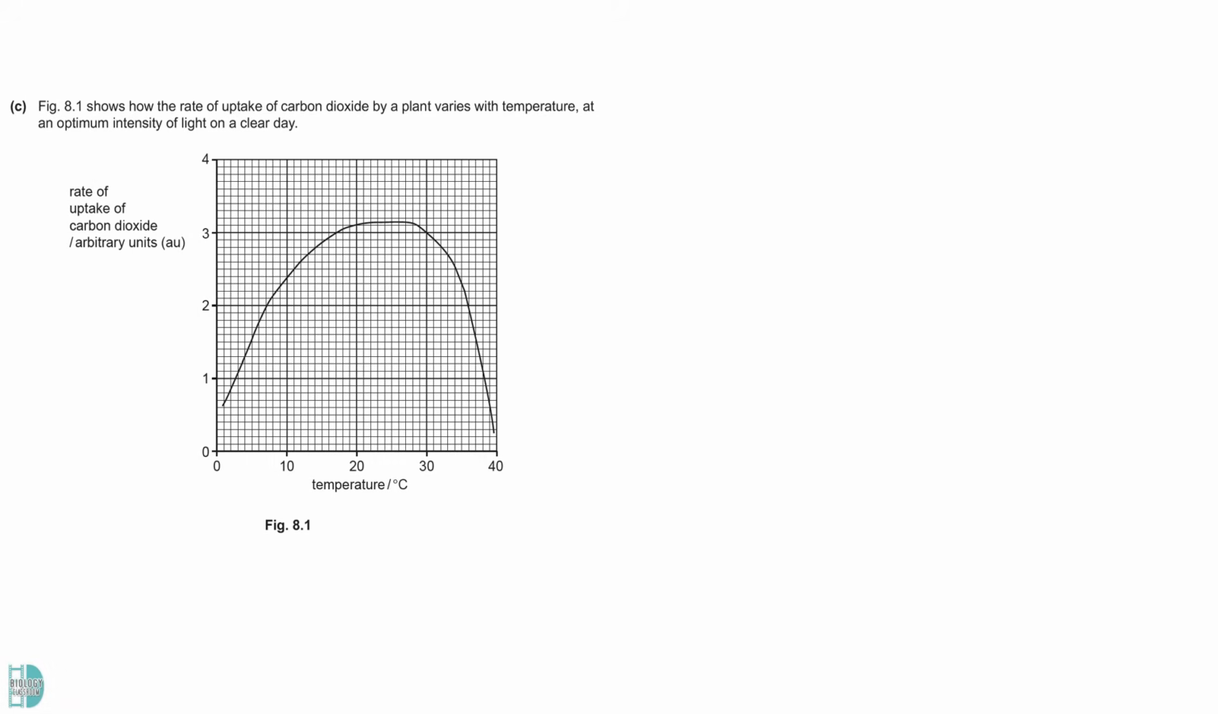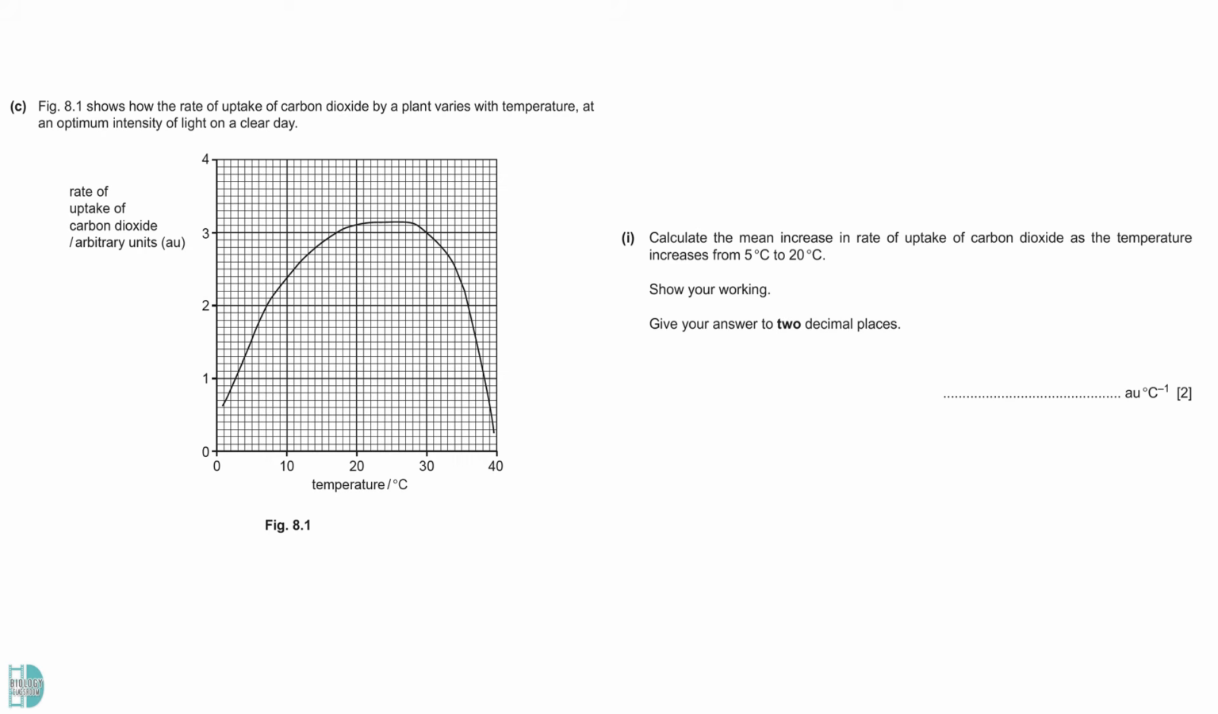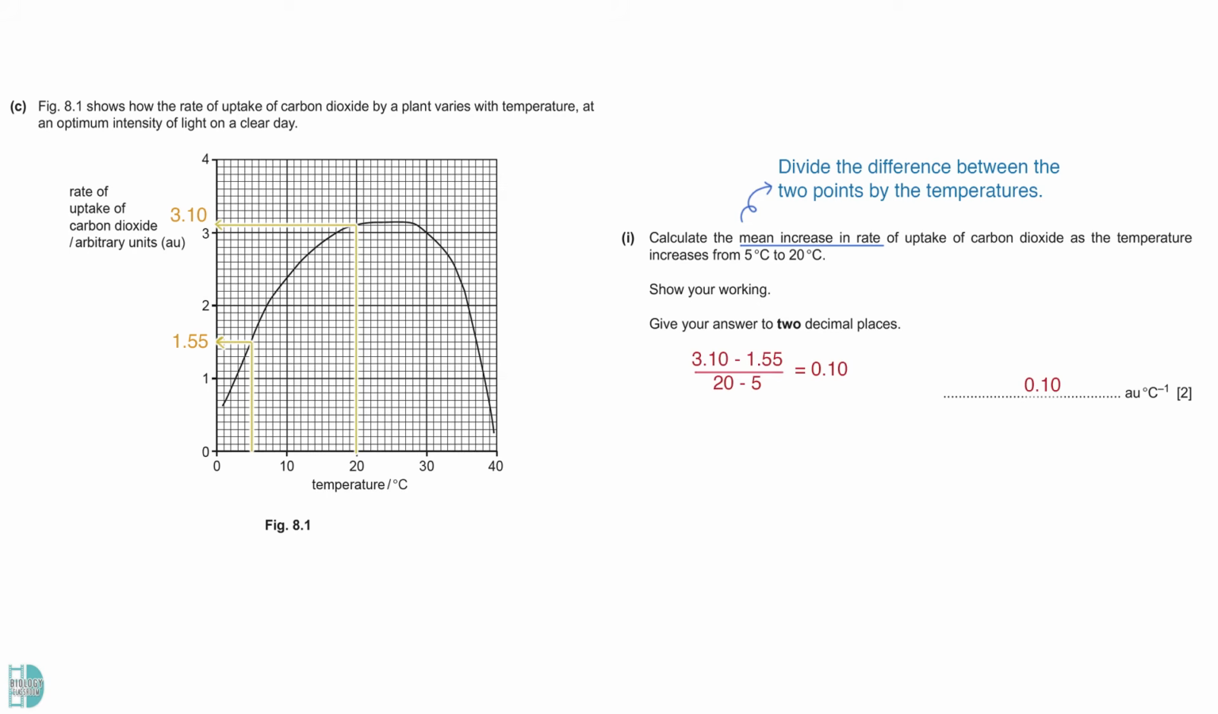In C, we have a graph of the rate of carbon dioxide uptake against temperature. To calculate the mean increase in rate, we need to divide the difference between the 2 points by the difference in temperature. The rates at 5 degrees Celsius and 20 degrees Celsius are 1.55 and 3.1. Dividing the difference between these values by the difference in temperature gives the mean increase in rate.